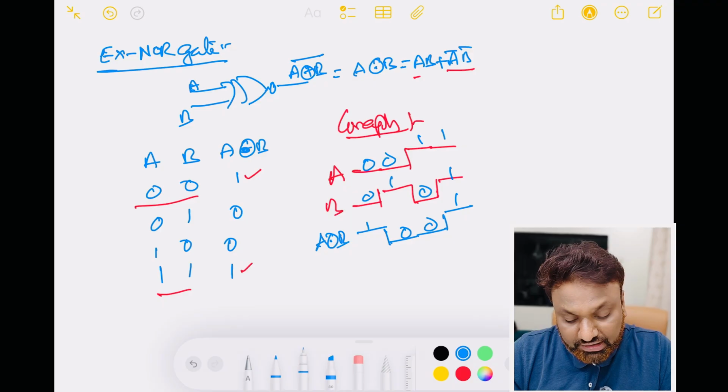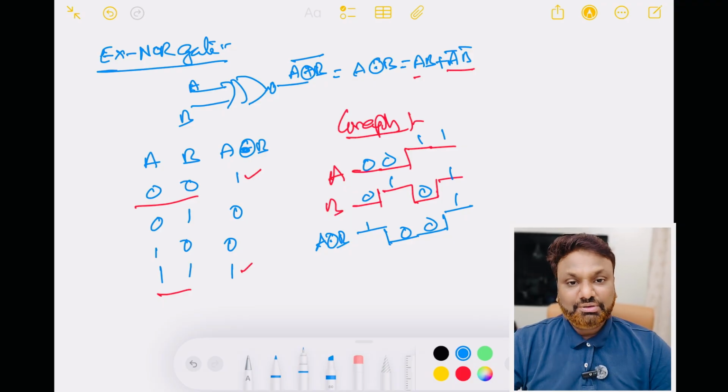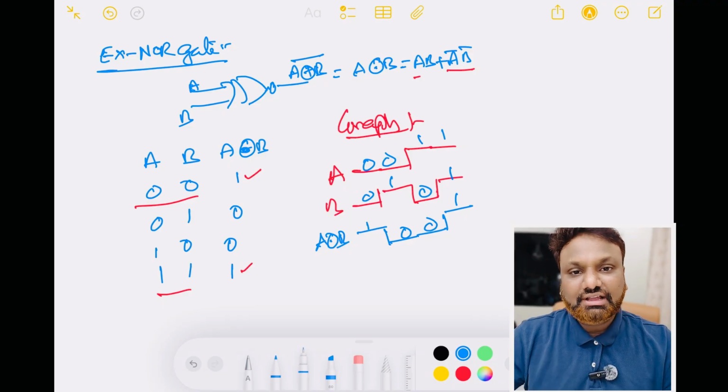Okay, hopefully I expect that you people have understood the concept of logic gates and the associated graphs with it.